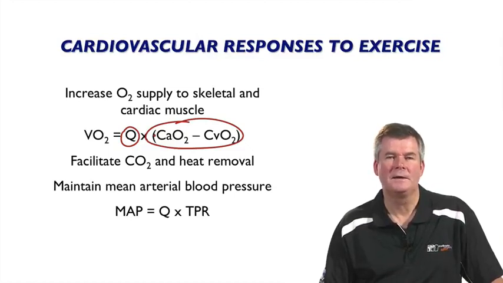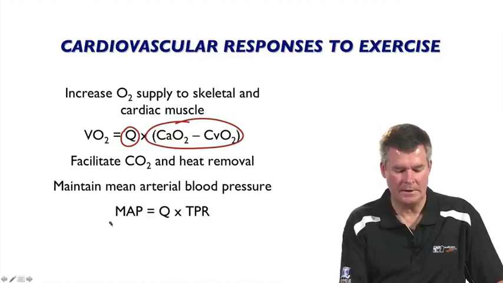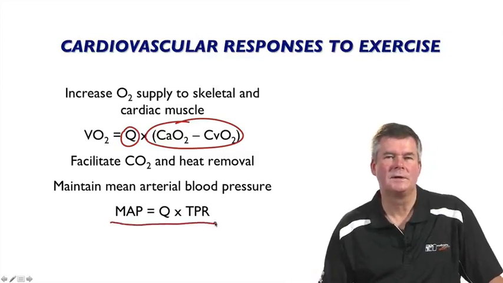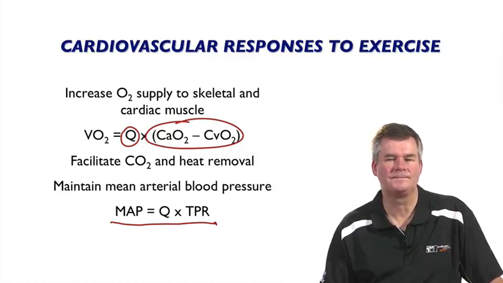And finally, the mean arterial blood pressure has to be maintained to ensure that there's adequate perfusion of the key organs, notably the brain. It's important to remember that mean arterial pressure is really the product of the cardiac output and the total peripheral resistance. And we'll see during exercise that changes in regional blood flow and changes in cardiac output will interact to determine the mean arterial pressure response to exercise.